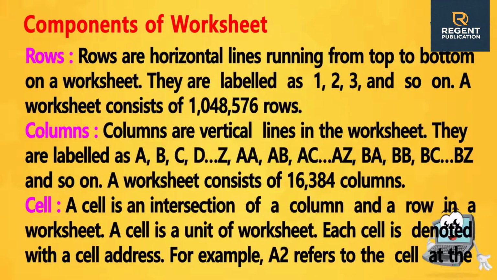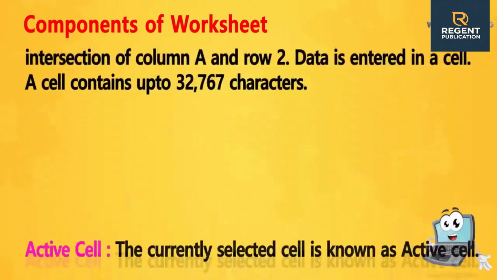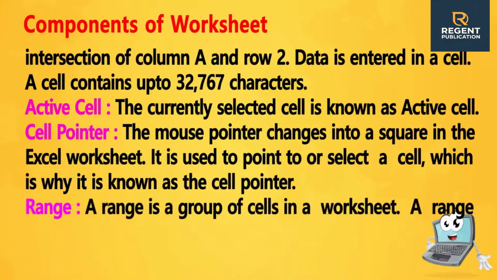Cell. A cell is an intersection of a column and a row in a worksheet. A cell is a unit of worksheet. Each cell is denoted with a cell address. For example, A2 refers to the cell at the intersection of column A and row 2. Data is entered in a cell. A cell contains up to 32,767 characters.